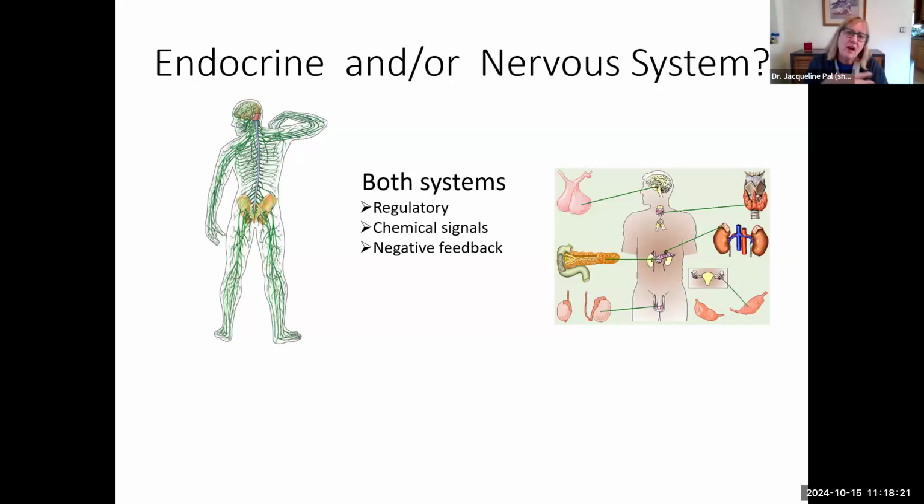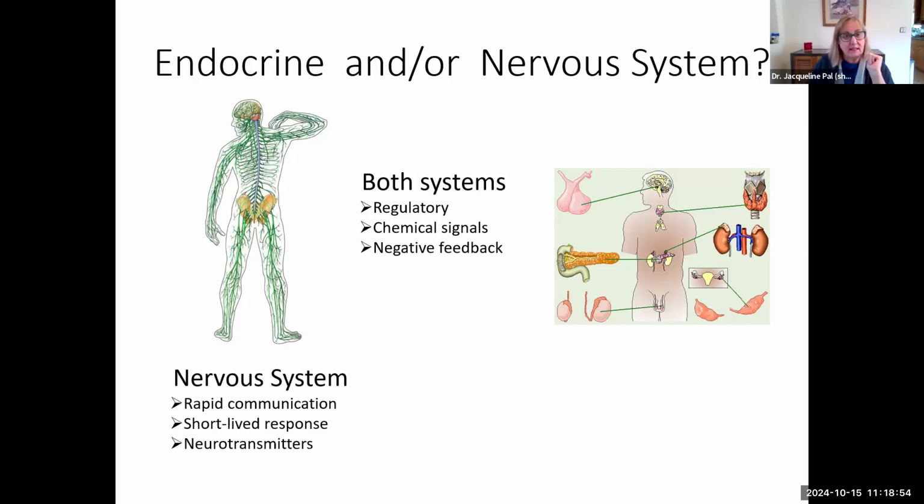So first, let's compare the endocrine system with the nervous system because in some respects they're very similar. They both are what we call regulatory systems in that they regulate the other organ systems of the body. And they do this via chemical signals. In fact, some of the signals that they use are the exact same chemical compounds, and they both operate through that negative feedback system. However, the endocrine system also has sometimes a positive feedback mechanism.